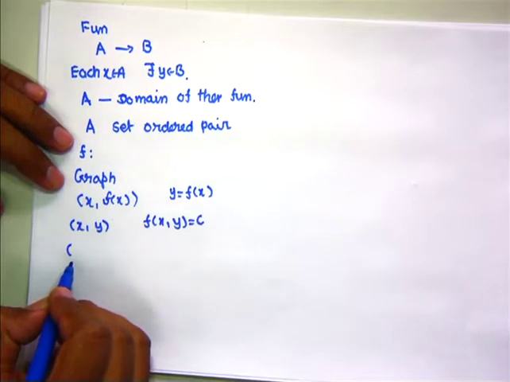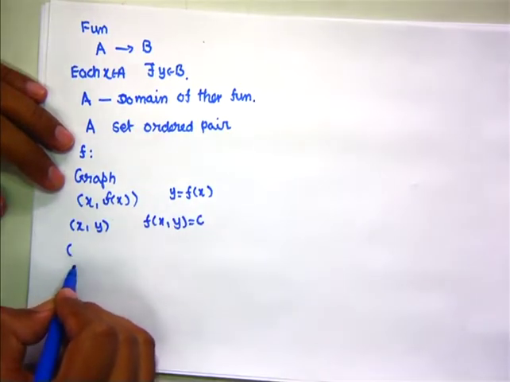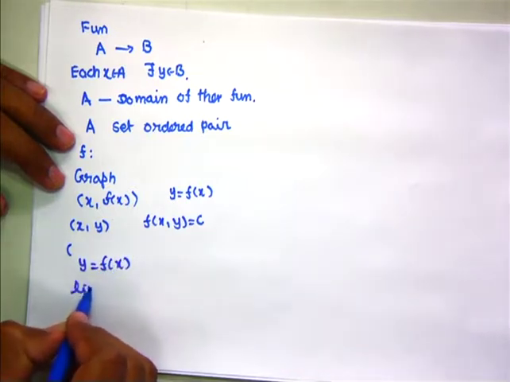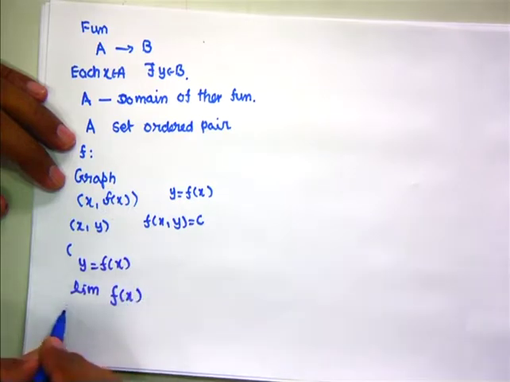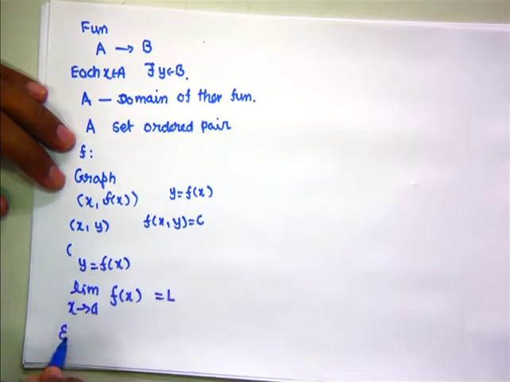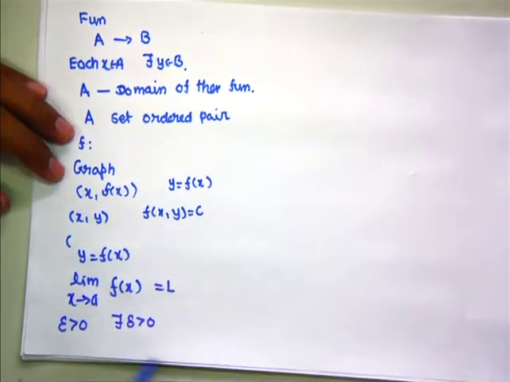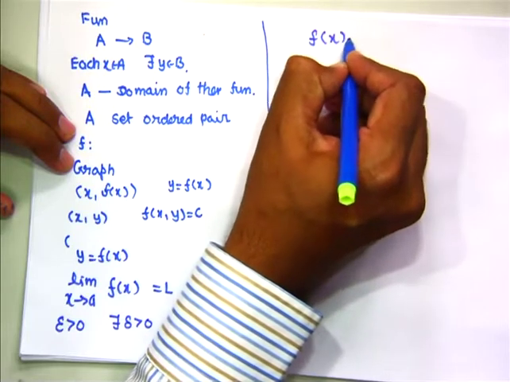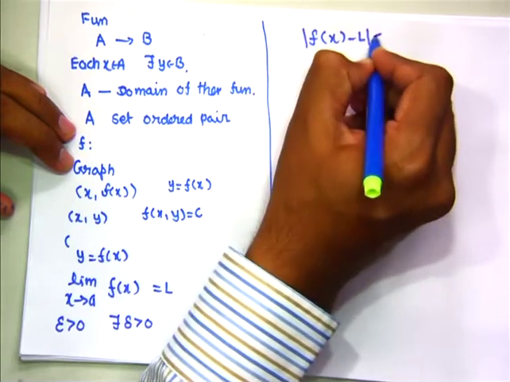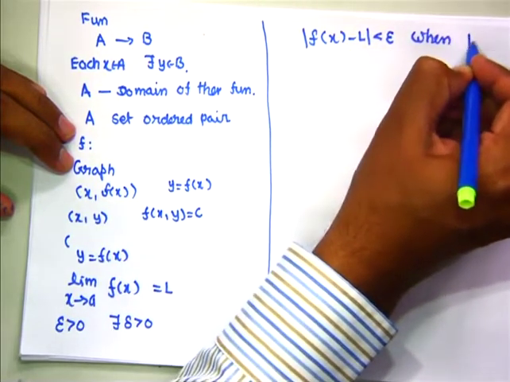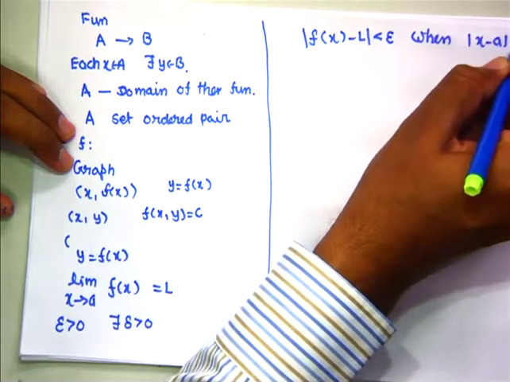Then the limit of the function. Suppose y = f(x) is a function, then we say that the limit of f(x) as x tends to a is equal to L if for a given epsilon greater than 0 there exists delta greater than 0 such that the absolute value of f(x) minus L is less than epsilon when the absolute value of x minus a is less than delta.